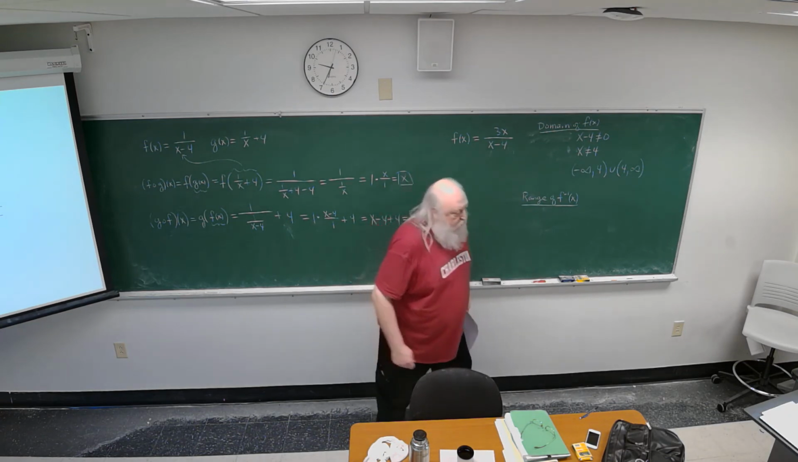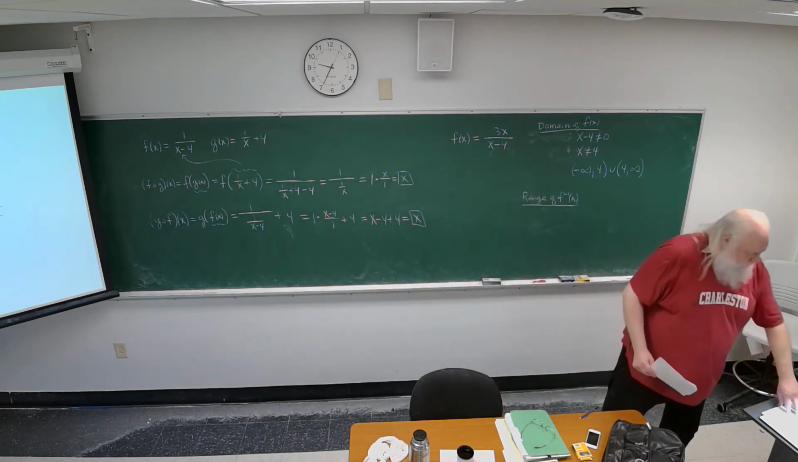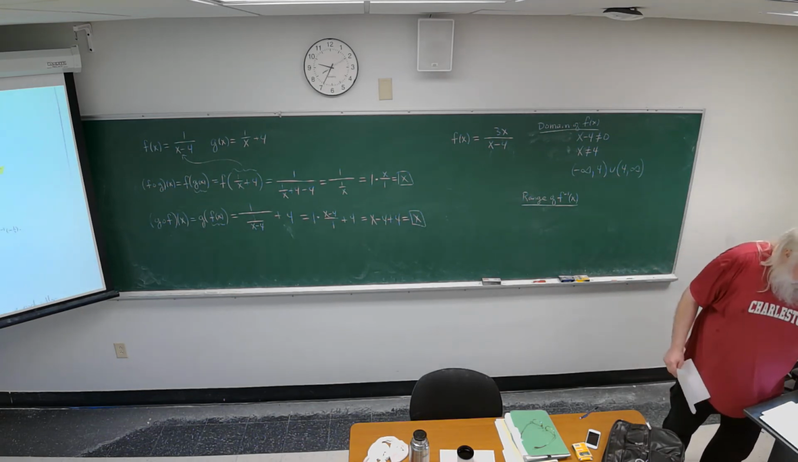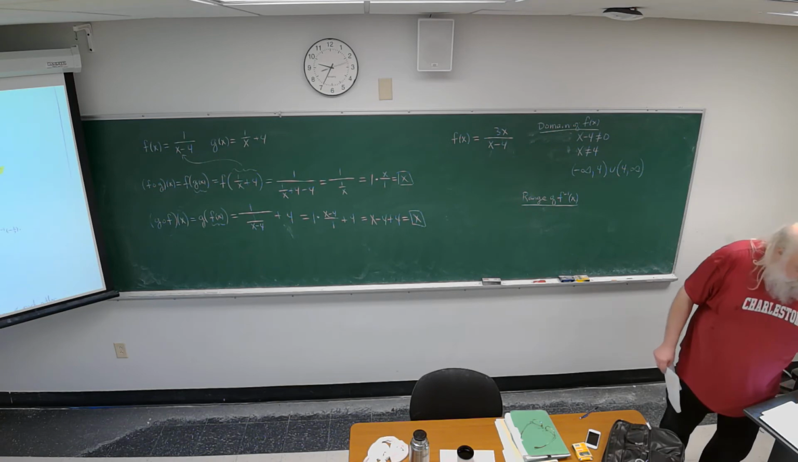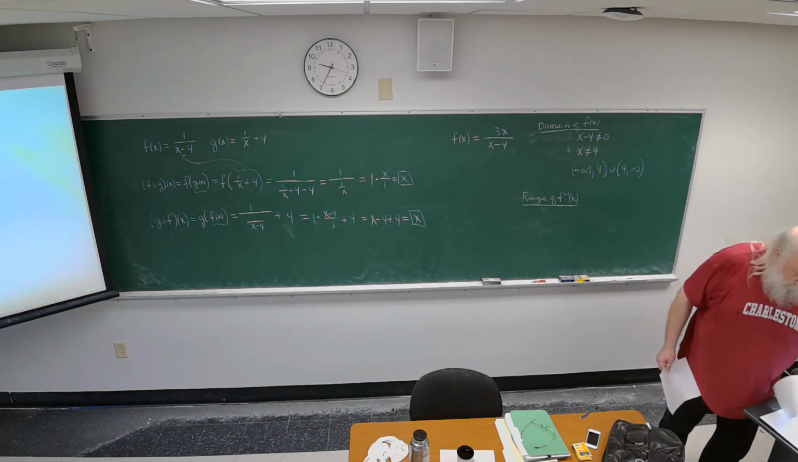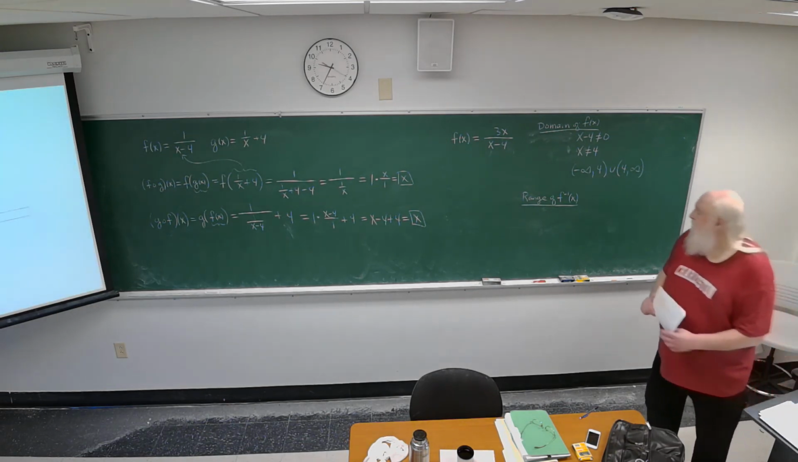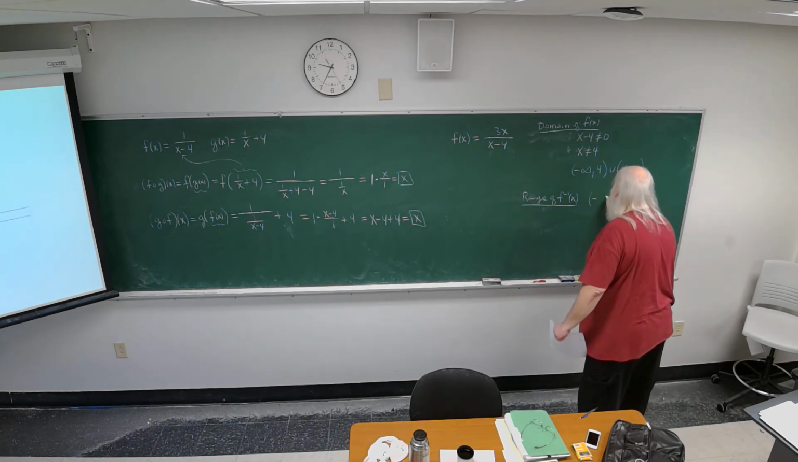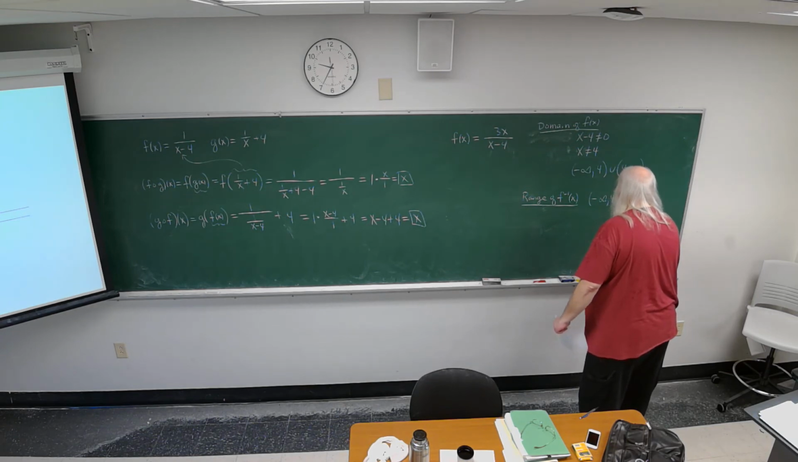From the property at the top of page 2, the range of f inverse is equal to the domain of f. We know what the domain of f is, so the range of f inverse is the same set of numbers: minus infinity to 4, union 4 to infinity. Okay.